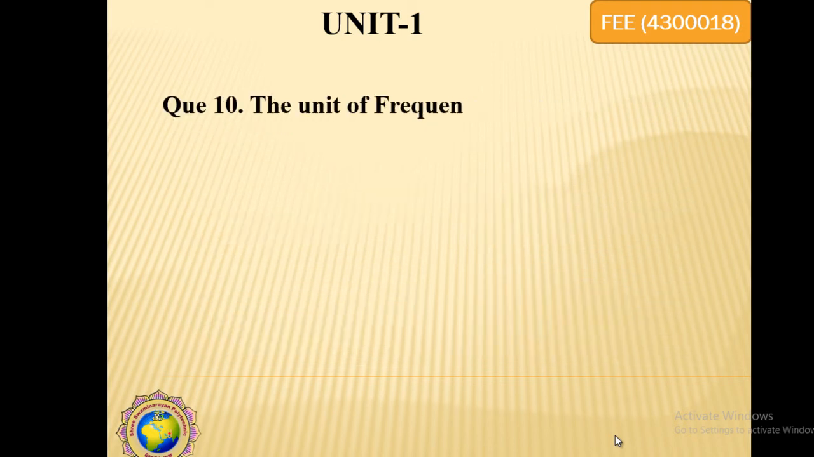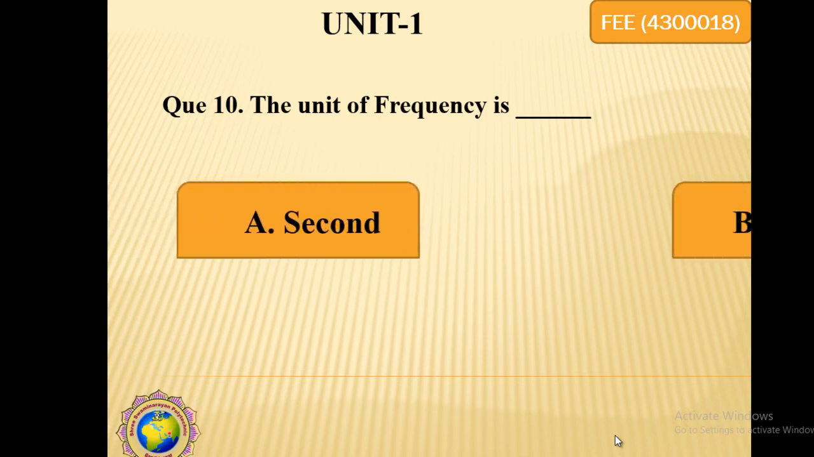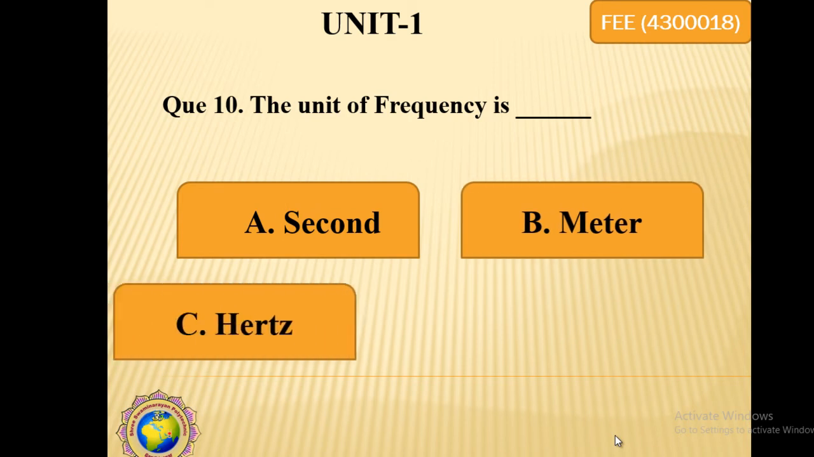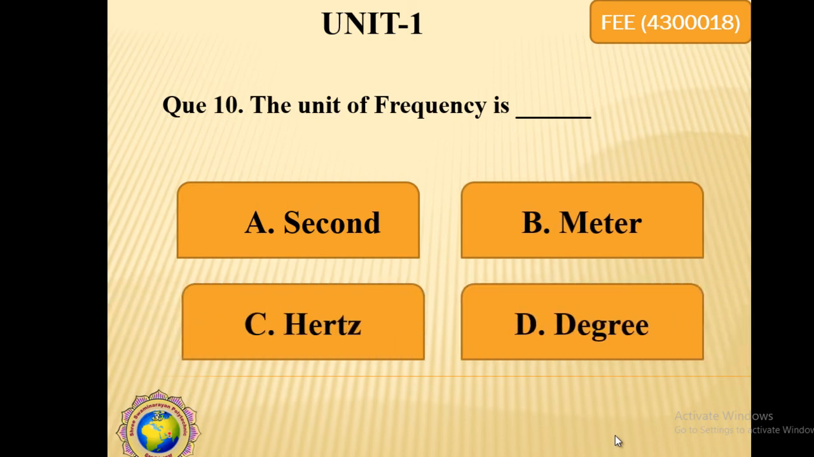Question 10. The unit of frequency is. A. Second, B. Meter, C. Hertz and D. Degree. What is the unit of the frequency? A. Second, B. Meter, C. Hertz and D. Degree.